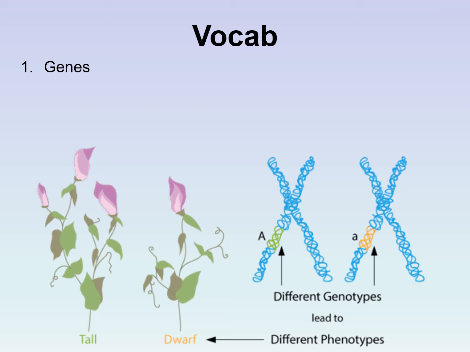There are different versions of genes, and these versions are called alleles. So Mendel looked at the gene for plant height, and there were 2 variations of that gene, or 2 alleles, one for making a tall plant and one for making a dwarf plant. In this class, if you go to use the word gene, you probably should be using the word allele.